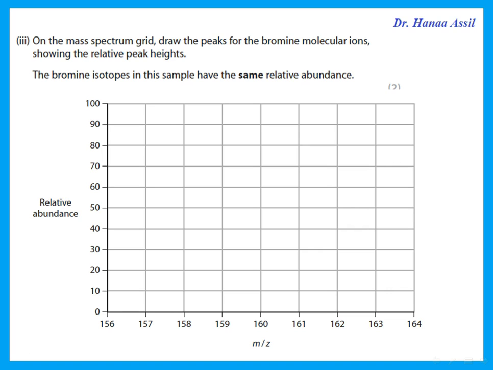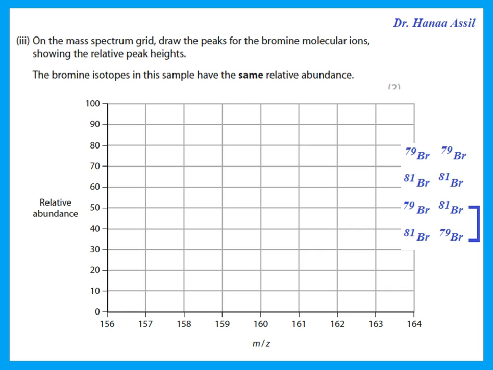On the mass spectrum, draw the peaks for the bromine molecular ions showing the relative peak heights. He's saying the bromine isotopes have the same relative abundance. So what are the choices that we have? These are the different choices. Remember, we have two bromines. Well, he's saying I have two isotopes, 79 and 81. So are they both 79? In that case, the m over z will be 158. Or are they both 81? So it will be 162.